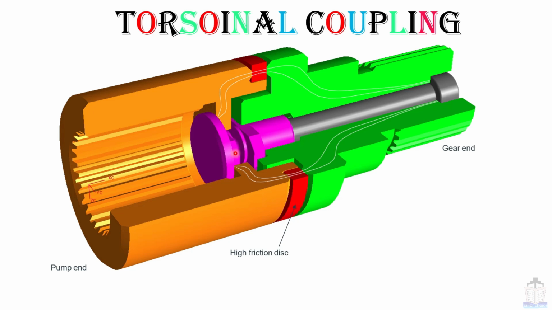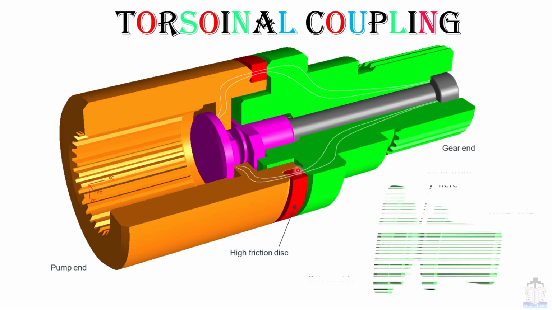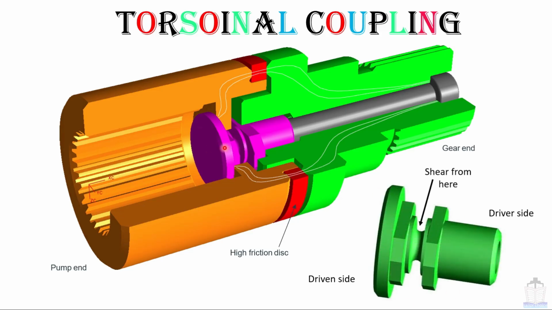So this part is called the torsional coupling whole assembly. This is the gear end and this part is the pump end. In this torsional coupling, this pink color part is actually the consumable part which shears off easily in case the swash plate pump gets seized. So this is the actual picture of this part. This is the driver side, this is the driven side, and when the swash plate pump gets seized, then it shears from this area. So when you go on board, then please have a look whether you have these parts on board as a spare or not.